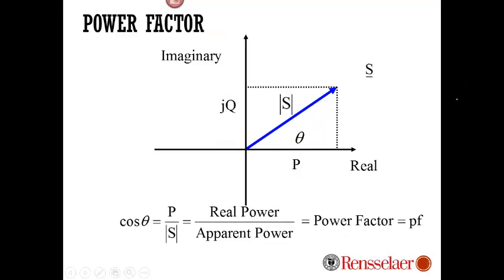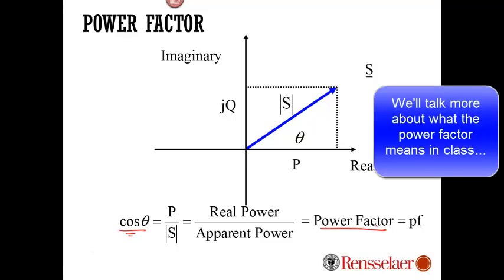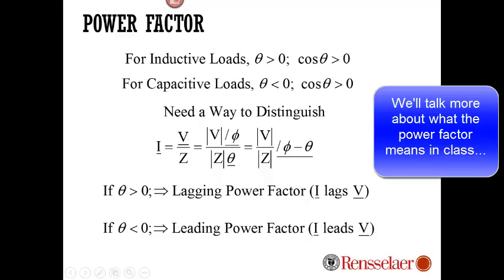Now we have one more parameter, and that is the power factor. The power factor is real power over apparent power. So this is the cosine of theta. The power factor lets you know whether you have an inductive load or a capacitive load.